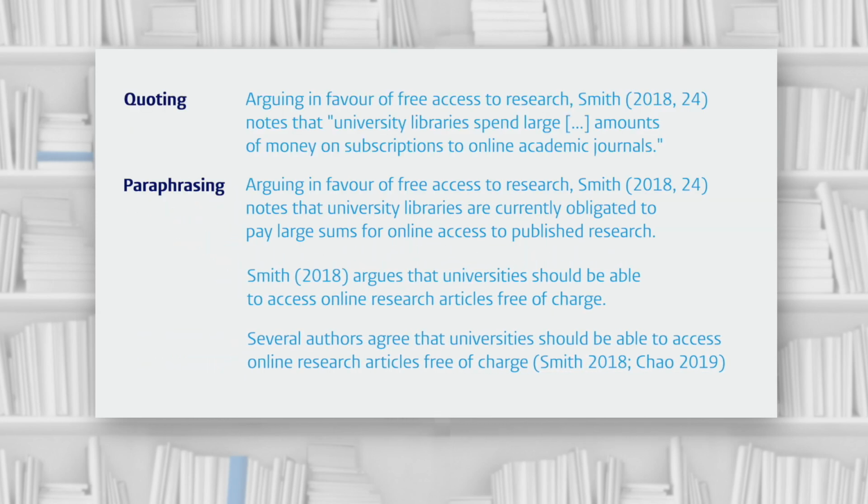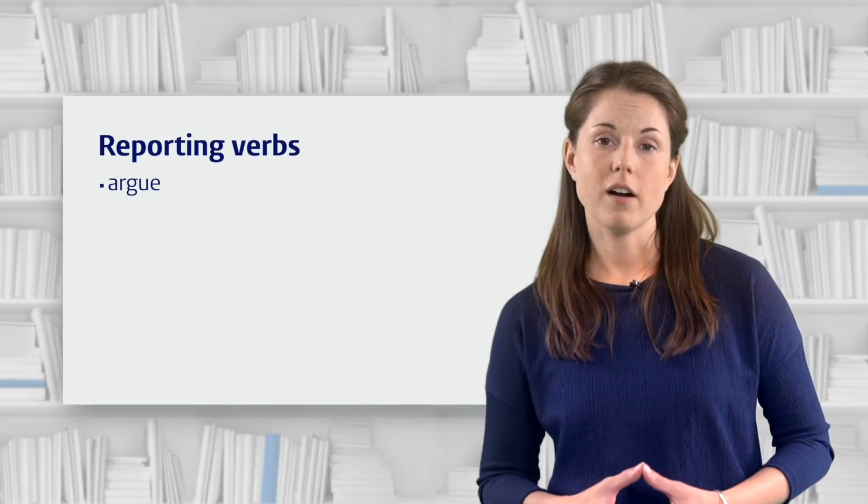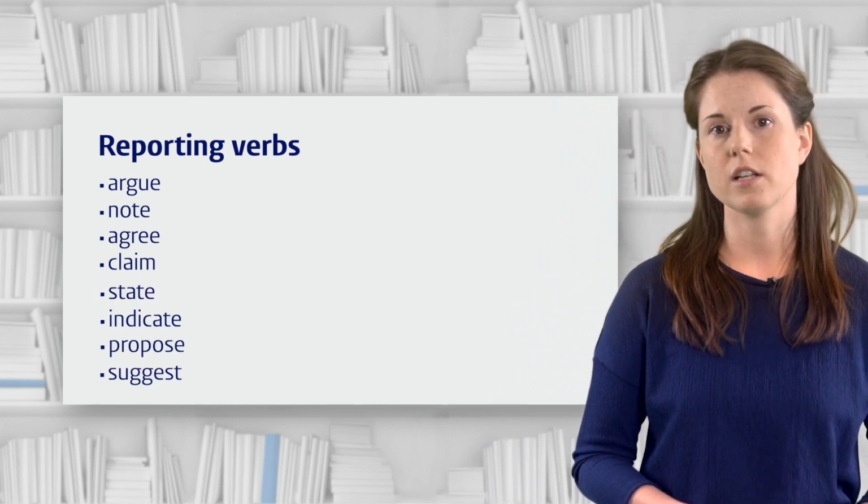In the examples we just used, notice the use of certain verbs when we introduce our sources. These verbs describe what the author or the source does in various ways. These are called reporting verbs. So here we've got arguing, noting, and agreeing. Now, in normal everyday conversation, when we report what someone else has said, we tend to just use the verb say, like John says that he will be late, or John said that you would be late. However, in academic writing, we don't use says or said. Instead, we use a wider range of verbs that express more precisely how the source relates to our argument. So apart from argue, note, and agree, we could also use claim, state, indicate, propose, suggest, and so forth.